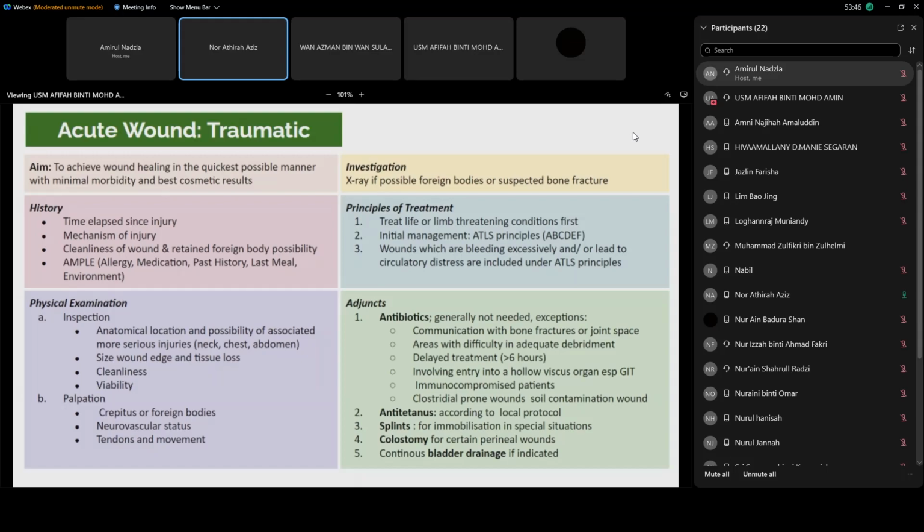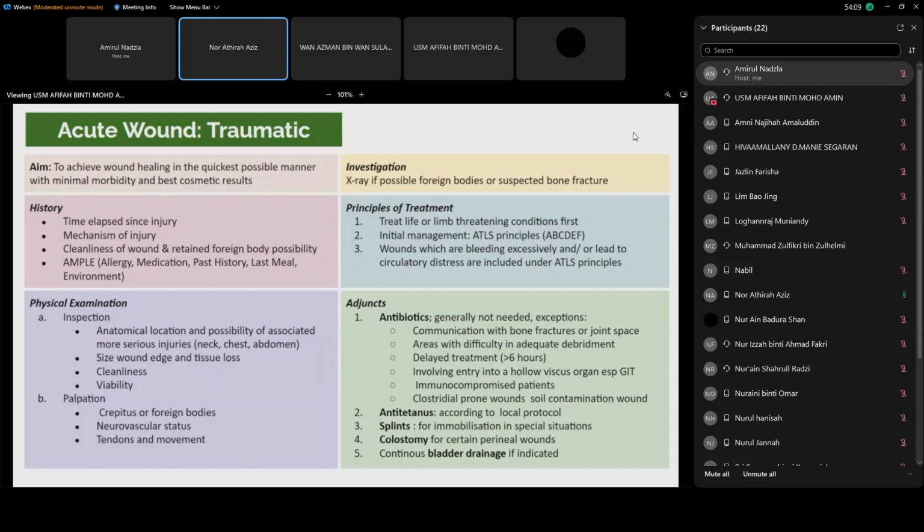Okay, for the principle of treatment, the first thing is we have to treat life- or limb-threatening conditions first, and so we follow the ATLS principle, the ABCDEF: airway, breathing, circulation, disability, exposure, and also fluid resuscitation.